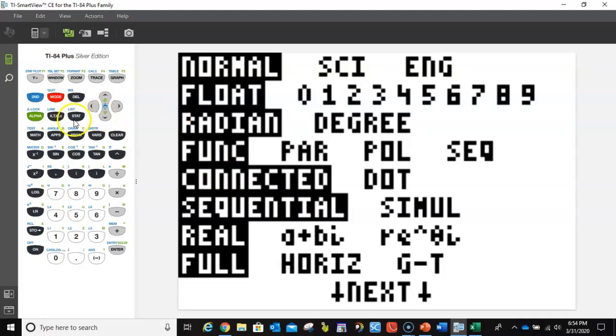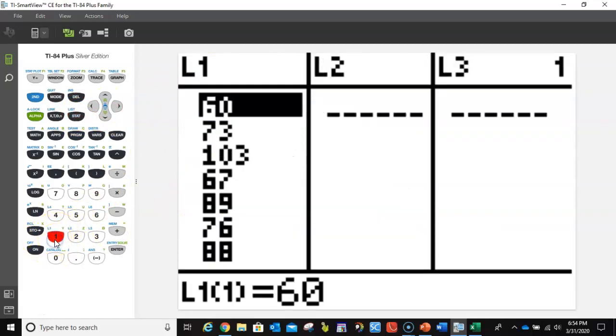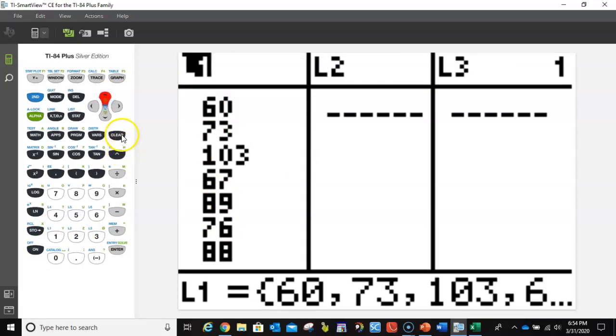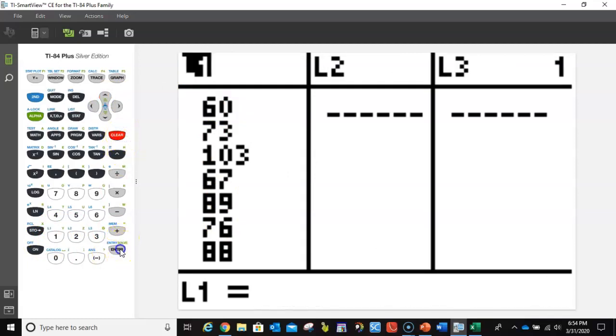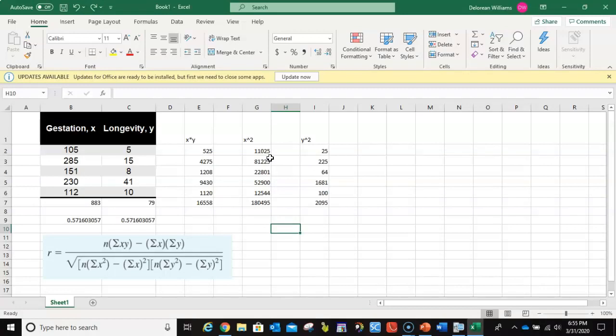But now that I've turned it on, I would go to stat and I would go to edit. So number 1 from this list. And I want to type in some data. So I already have data in there. I'm going to do clear. And then I'm going to type in, basically I'm going to reproduce that table that we just typed into Excel.